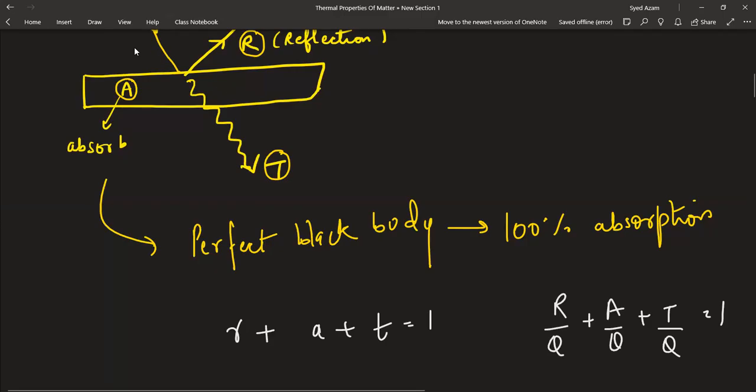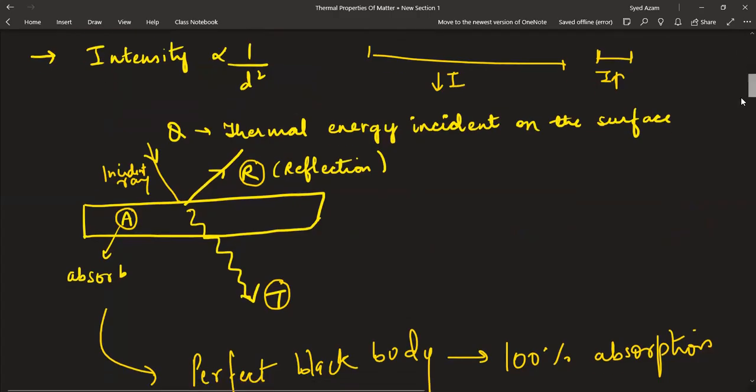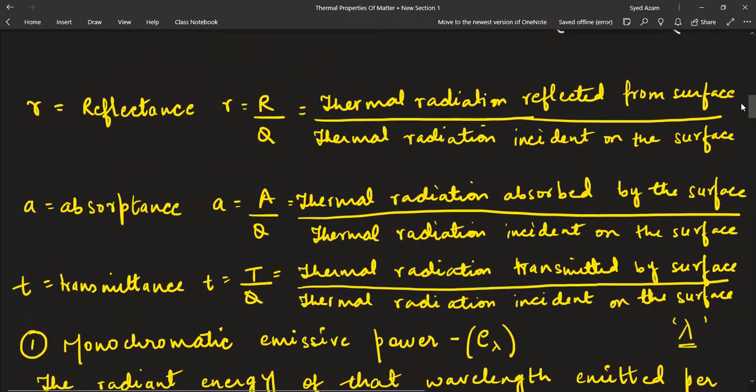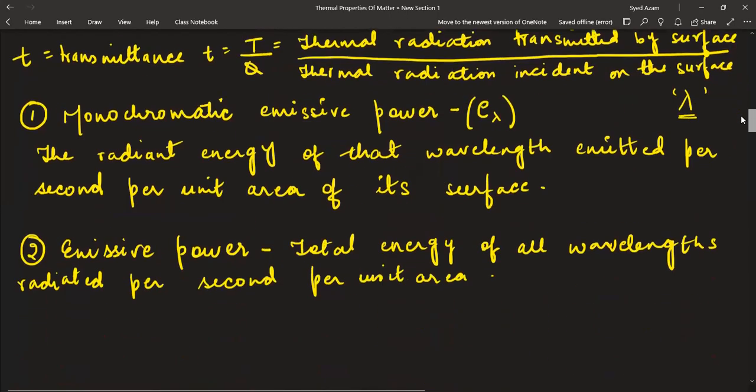So this is the incident ray. This is fixed. Reflected ray by incident is the reflectance. Absorbed amount of heat by the incident is absorptance. Transmitted by the incident is transmittance. That is what is written here: absorptance, transmittance. And the formula is small r plus a plus t is always equal to 1. So the ray reflected by incident, ray absorbed by incident, and ray transmitted by incident is always equal to 1. This just comes in the theoretical part. You don't have numericals from this, but you should know.